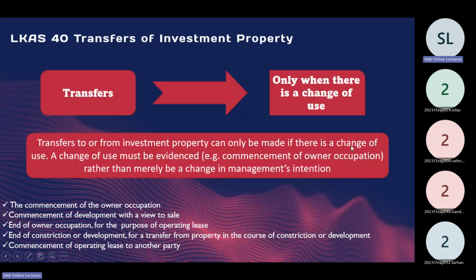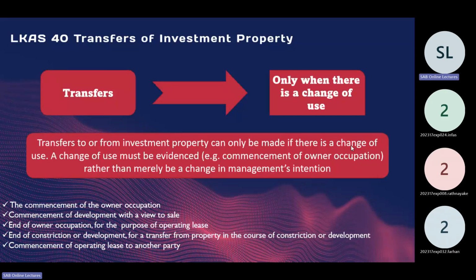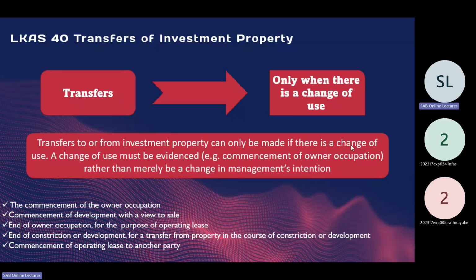Yes. We can transfer investment property to other categories only if there is a change of use. But those changes must be evidenced by the following: commencement of owner-occupation, commencement of development with a view to sale, end of owner-occupation for the purpose of operating it, end of construction or development for a property in the course of construction as investment property, and commencement of an operating lease to another party.